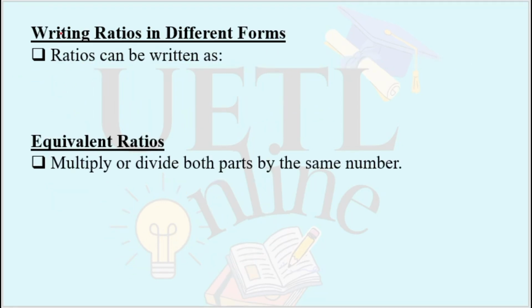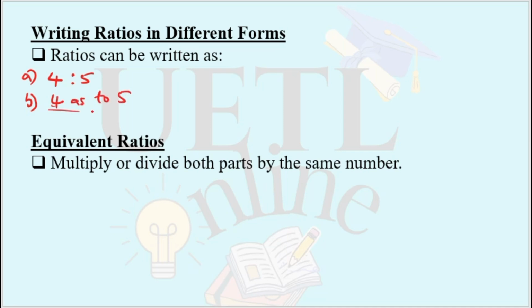Now let's talk about writing ratios in different forms. Ratios can be written in different forms. The last ratio was 4 is to 5. This is the first form we can write ratios: 4, then two dots, then 5. Another way of writing ratios is just writing 4 is to 5. As easy as that.